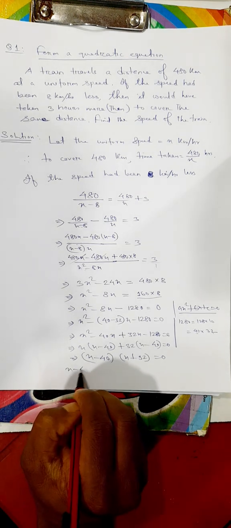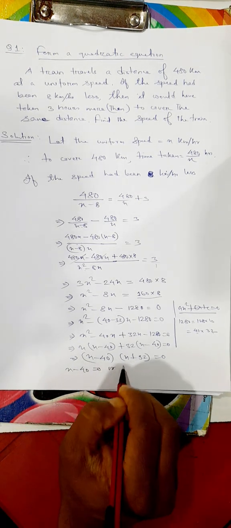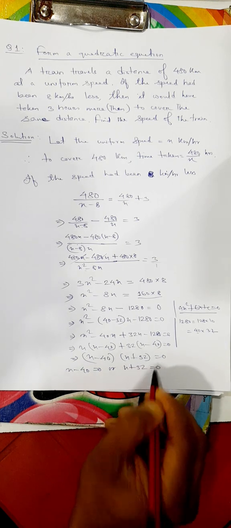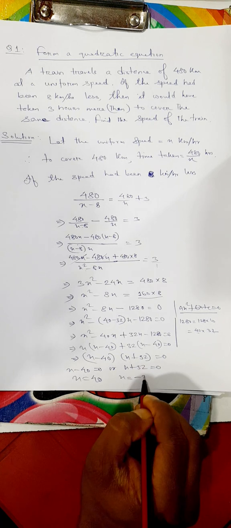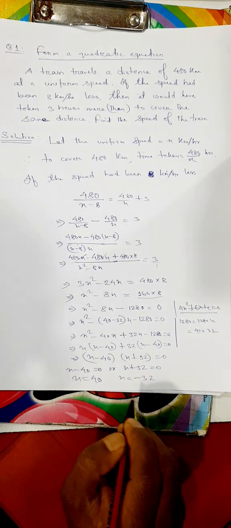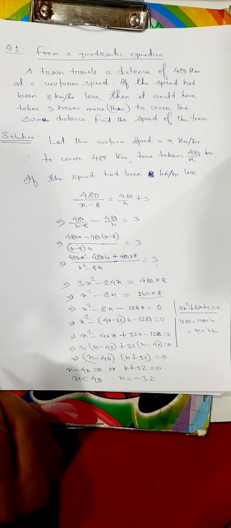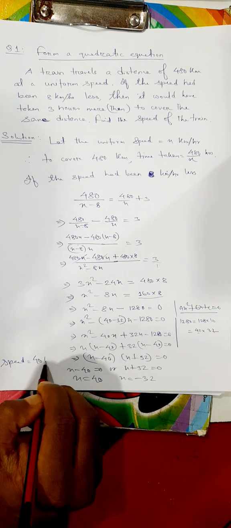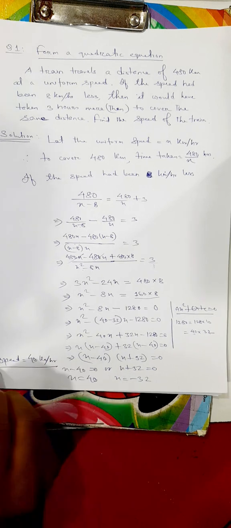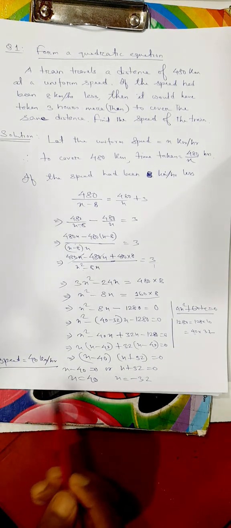So x minus 40 equal to 0 or x plus 32 equal to 0. x equal to 40 or x equal to minus 32. Now speed cannot be negative, right? Therefore speed equal to 40 km per hour. Speed of the train was 40 km per hour.